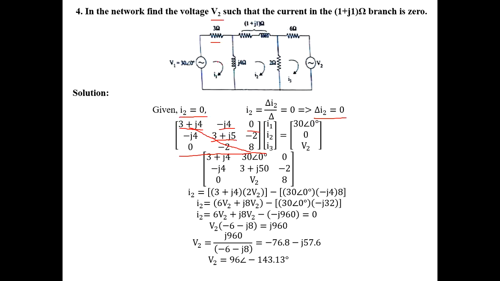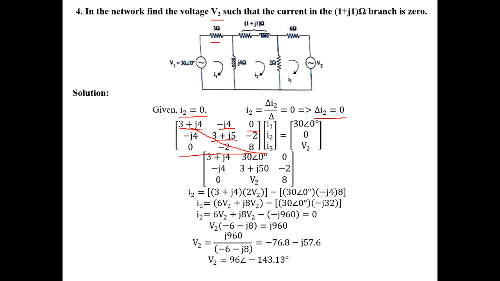Between them there is no connection, so we can write the value as 0. A21: 2 and 1, minus j4. A23: 2 and 3, minus 2. A31: 3 and 1, there is no value, so 0. A32 value is minus 2. Then I1, I2, I3. Next, the voltage values.